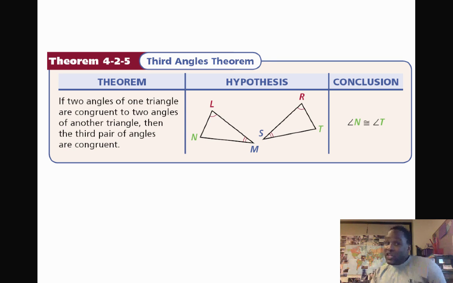All right, the third relationship deals with the third angles theorem. So if we know that in two triangles, if two angles of one triangle are congruent to two angles of another triangle, then the third pair of angles are congruent. So in this case, we know that angle L and angle R are congruent, and angle M and angle S are congruent. Since we know that these two pairs of angles are congruent, we can say that angle N and angle T are congruent. So angle N is congruent to angle T because of the third angles theorem.